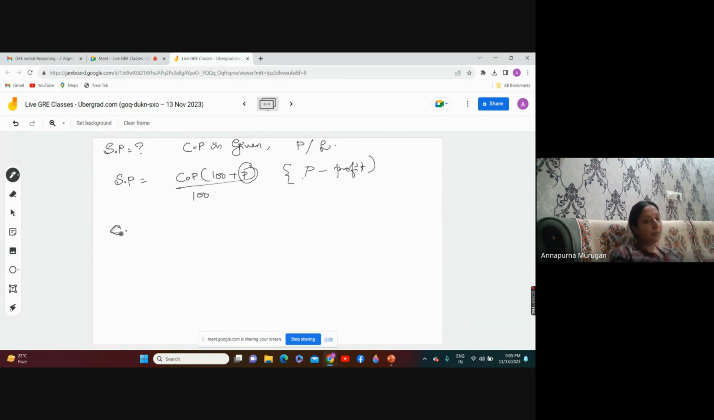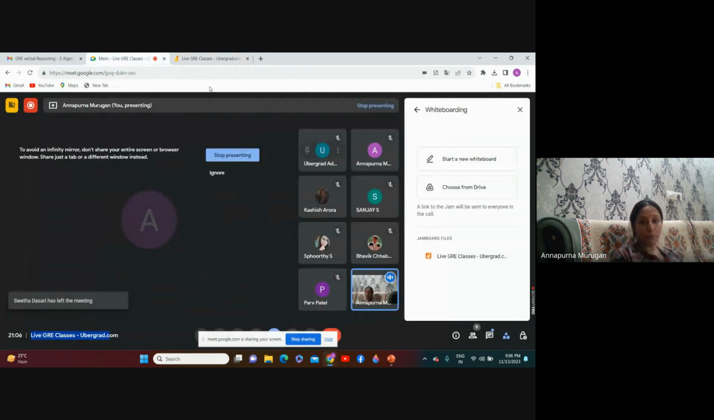Whereas, when loss is given, you can't add this percentage, so we need to negate it. When loss is given, here I'm taking it as L, selling price is cost price into 100 minus L divided by 100. I'll repeat this: cost price into 100 minus L divided by 100. Here I wanted to do one problem on the same.